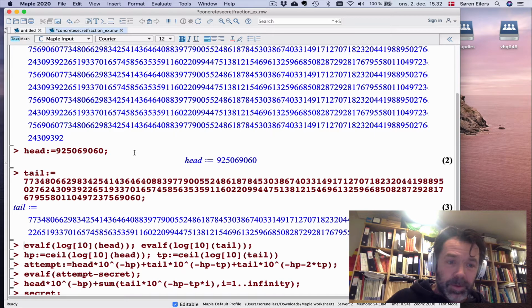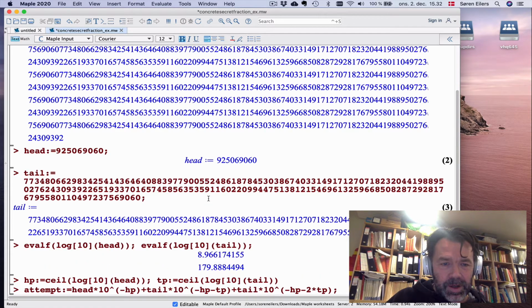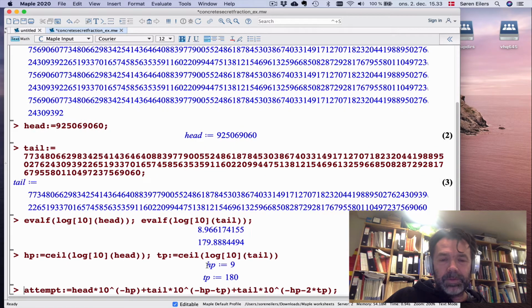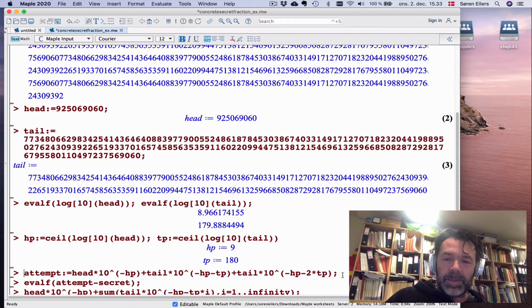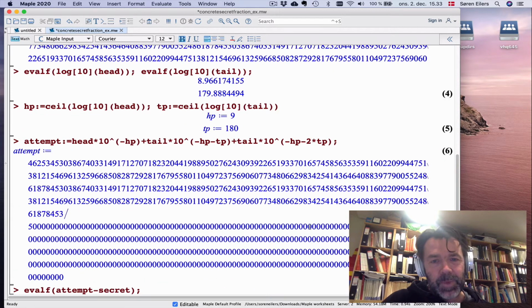and now I want to convince you that with this data I can reconstruct the number. Right, so I need to know how long these are. I just need to count the digits, but it's easier to ask Mabel for help. So I'm taking the common logarithm, the base 10 logarithm, of head and tail, and so the period of the head is 9, and the period of the tail is 180. And then I'm claiming that if you compute this number here, which is, I put together the head and the tail, and I made an adjustment with the appropriate power of 10, then I get this number out.